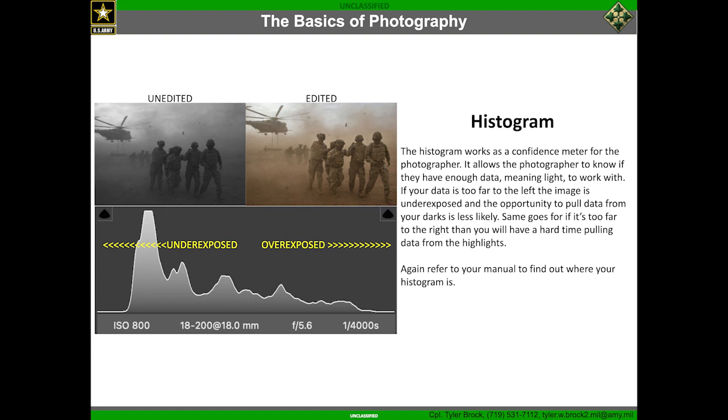But as you can see, on the left is the unedited image, and on the right is the edited image, and then the image below that looks like a graph. That is the histogram. And as you can see how I've marked it, to the left is underexposed, to the right is overexposed. The idea for your image is that you want to keep all of your data, so that graph, you want to keep it all within the histogram. You just don't want it going outside of it, to the left or the right.